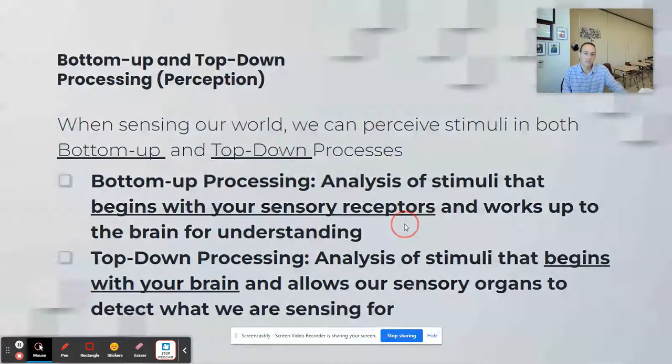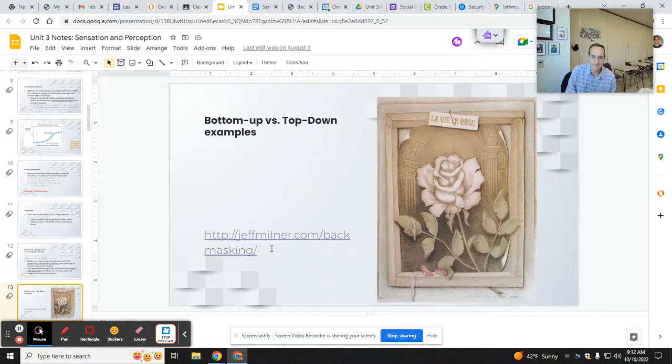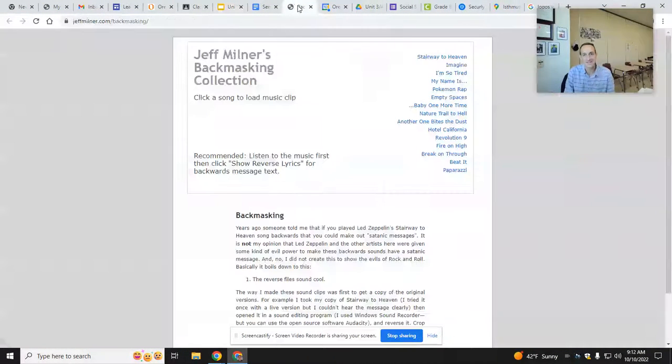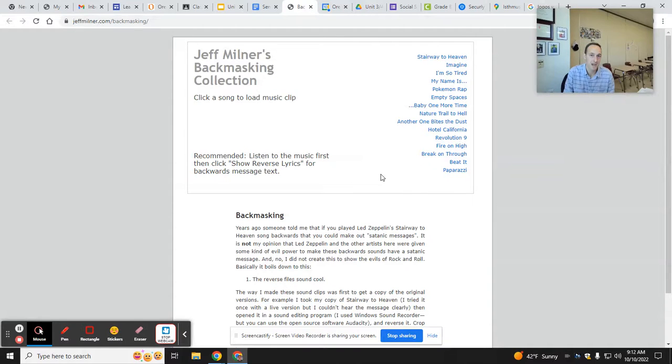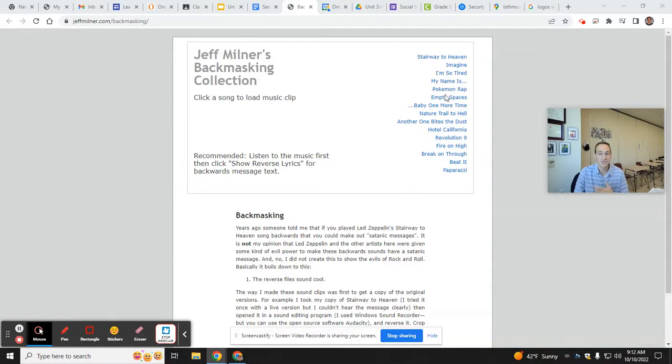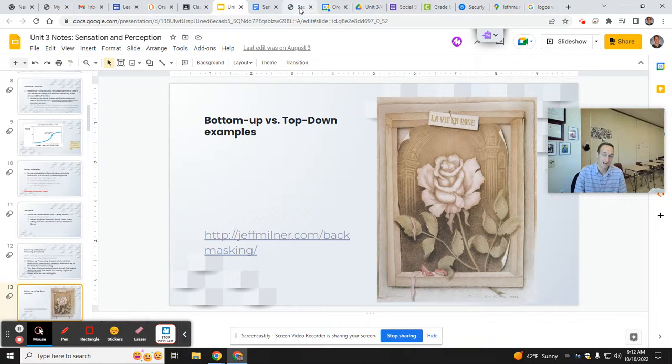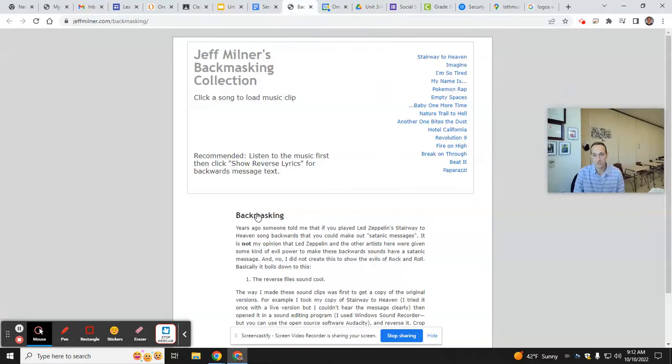One great example of the difference between bottom up versus top down processing is this audio thing called backmasking. And we'll maybe do a couple more of these together because they're really fun. But I'm going to give you an example of this, and then you're going to have to, on the worksheet in a second here, come up with your own examples that aren't this. So backmasking is this idea that songs might have hidden meanings in them in reverse. So I'll just show you a couple of these, but this website, which I do have linked in here if you want to mess around with this later on your own.